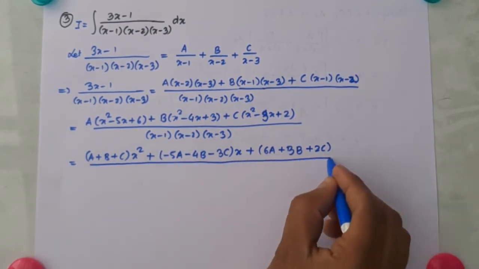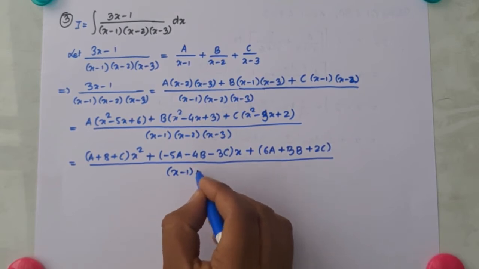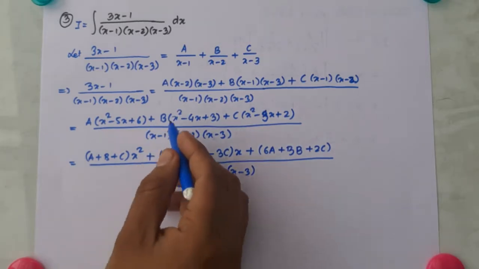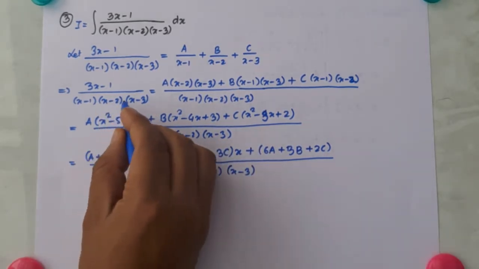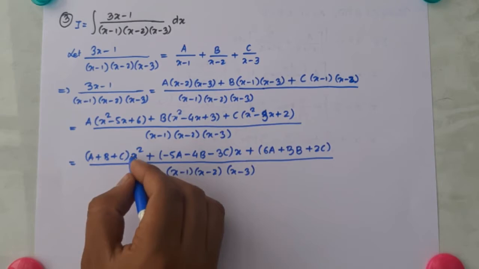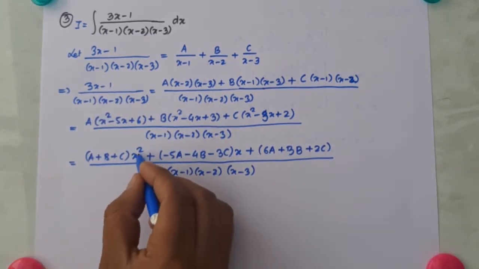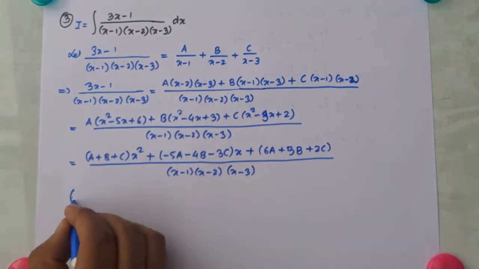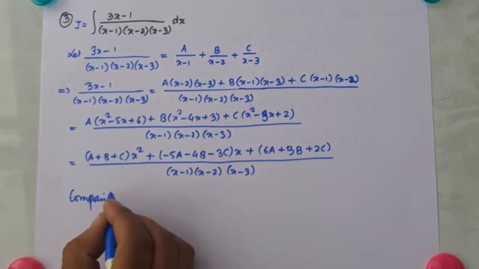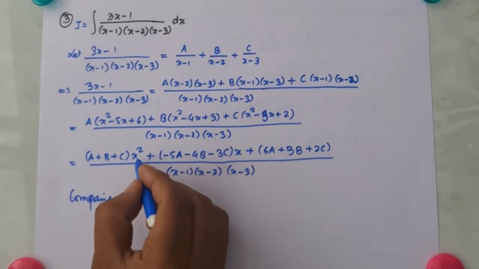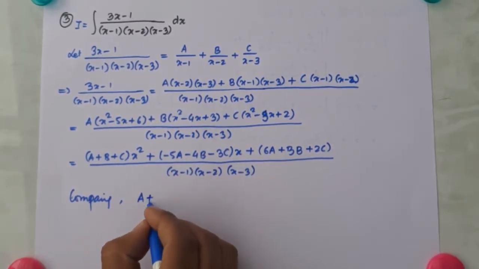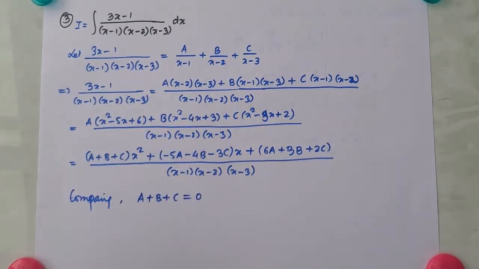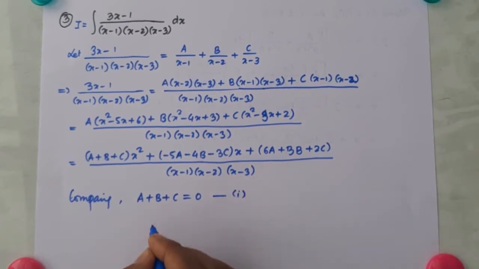Divided by (x - 1)(x - 2)(x - 3). Okay, now compare both sides. See, denominators are same, so you need not worry about the denominator. Look at the numerator. Now what is the coefficient of x² here? It is this much. Now do we have x² here? We don't have it here. So when you compare both sides, you get, see here carefully, the coefficient of x², that is a + b + c, will be equal to 0, because we don't have any x² quantity here. Call this equation 1.